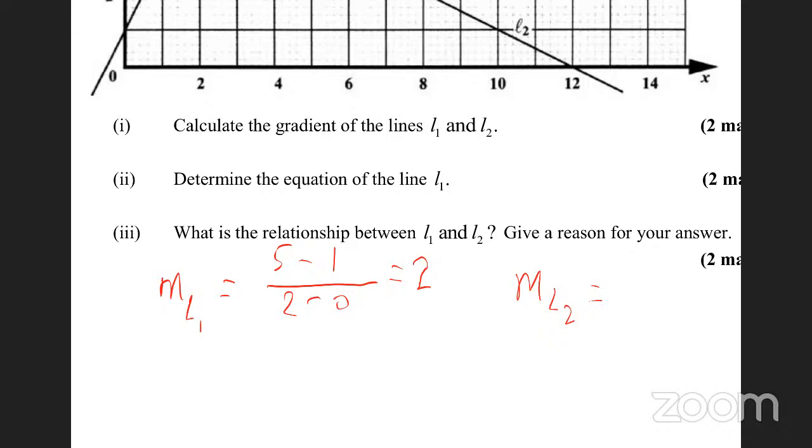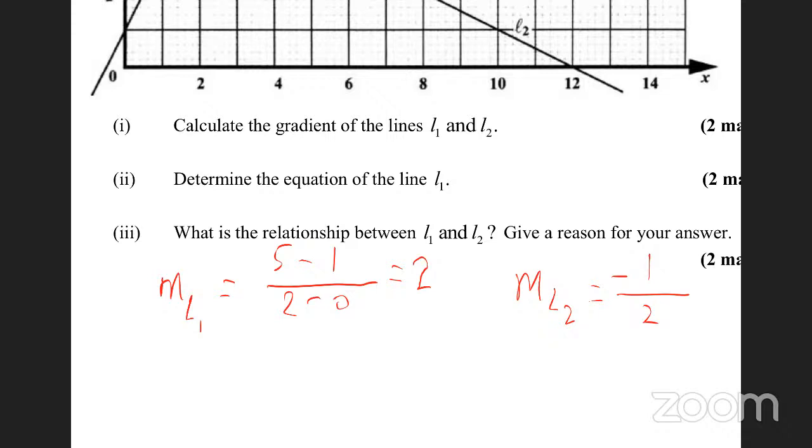Use the points you have on L2. You have 12, 0, and 0, 6, I think. Find the gradient. And you should get how much? Minus a half. Nice.